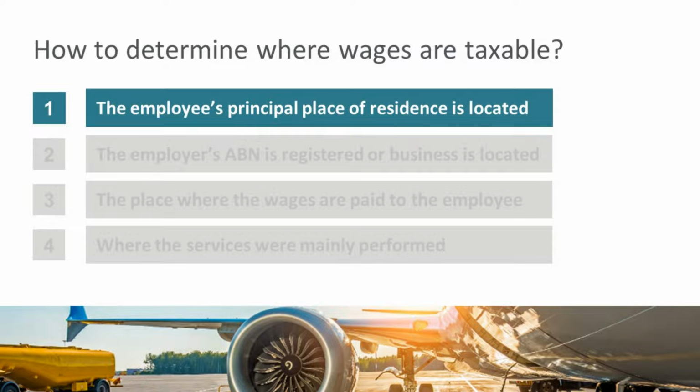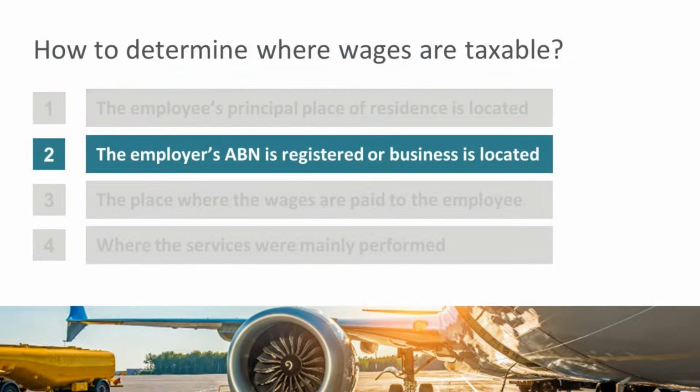The total month's wages paid to that employee should be declared to that state or territory's revenue office. If you can't establish where the employee's principal place of residence is located, then you would move to the second tier of the provisions and look at where the employer's ABN is registered or business is located. In circumstances where you cannot determine where the business is located, then you would move to the next tier.